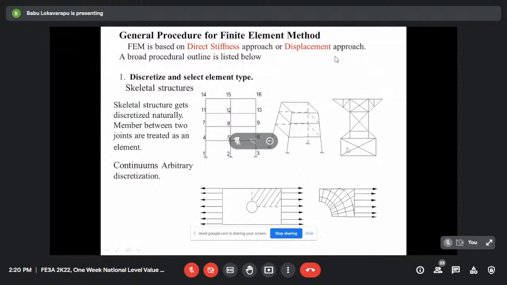Wherever it is possible, use symmetry, no need to do the entire thing. Let us say this is a plate. For this plate, I can take one quarter of it, then apply symmetry about this line and this line. We are going to study the entire thing this way.